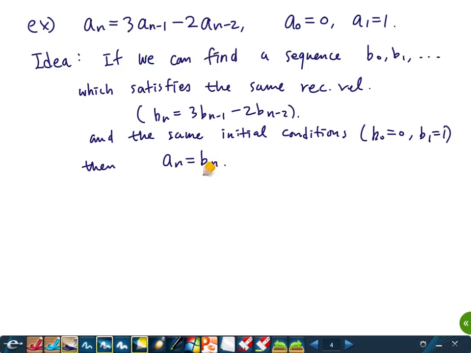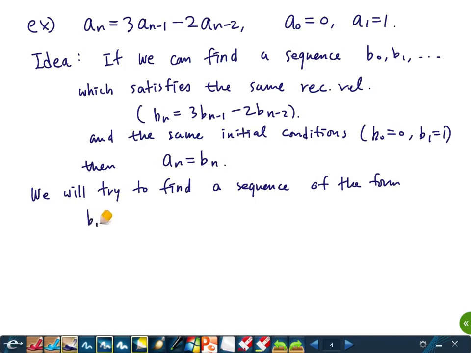So let's see how we can prove this. Another important observation here is that we will try to find a sequence of a simple form, like b_n equals r to the n, where r is a constant. Let's say b_n equals r to the n and then see if this can really satisfy this recurrence relation. First, let's not worry about the initial conditions.